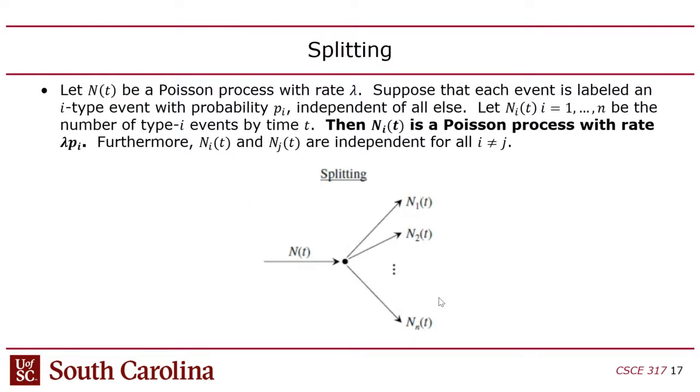Suppose each event comes in and is labeled as a type I event with probability p sub i, and that has to be independent of all else.